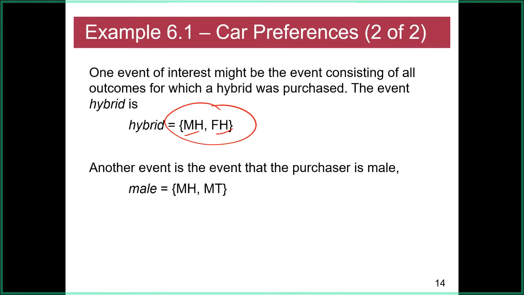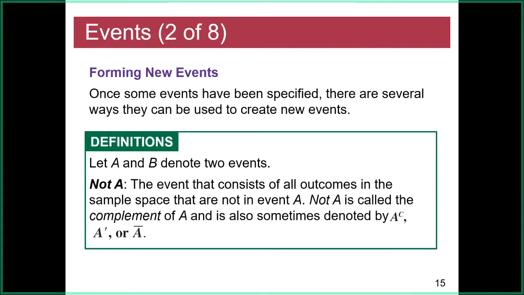Or we could focus on the other variable in our set here, which would be gender. Let's say we only care that the purchaser is male and not what kind of car they bought. They got male and hybrid and male traditional. Those 2 outcomes, I should say, are in that compound event. So we can combine these simple events to form new events.